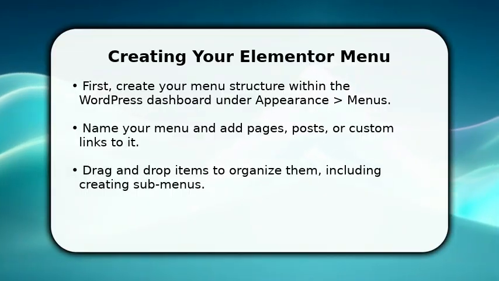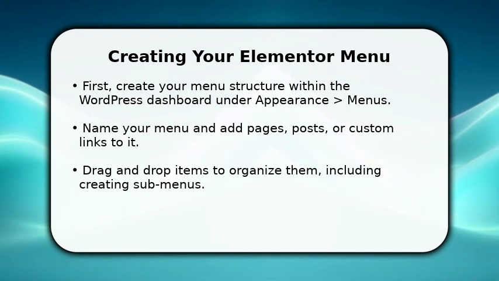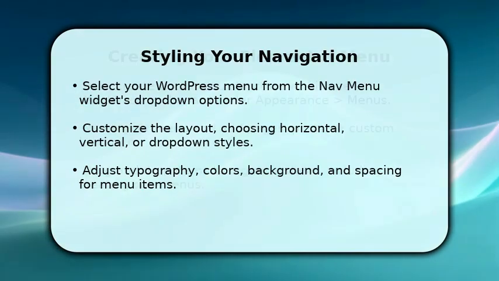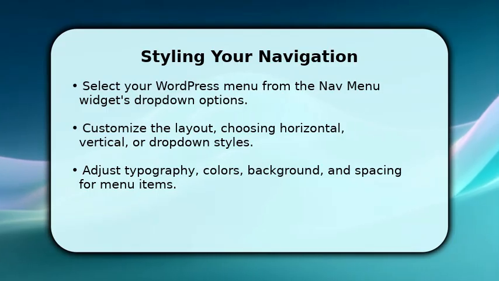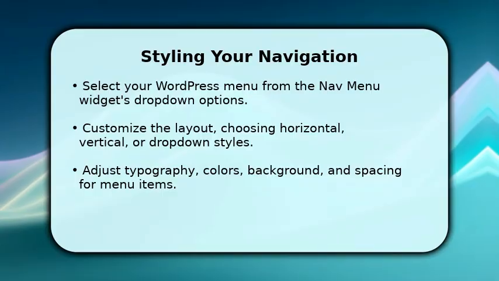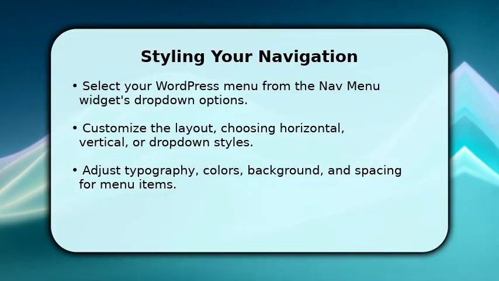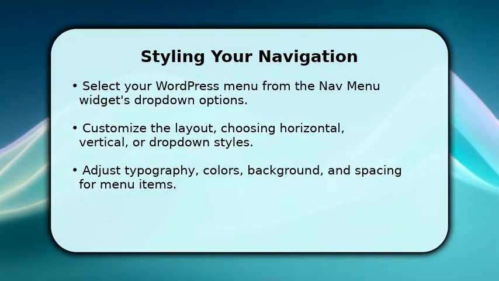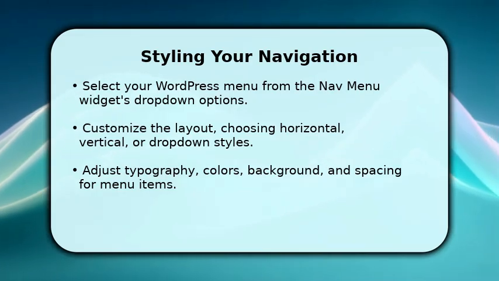Once your WordPress menu is saved, open your page with Elementor and drag the Nav Menu widget into your design. Now that your menu is in place, let's make it visually appealing. Within the Elementor editor, select the Nav Menu widget. In the Content tab, choose the WordPress menu you just created. Then, move to the Style tab to customize its appearance.